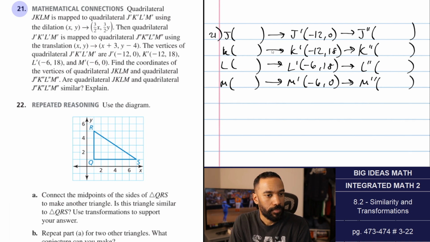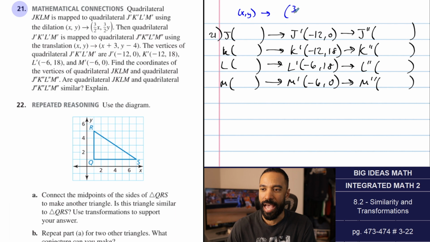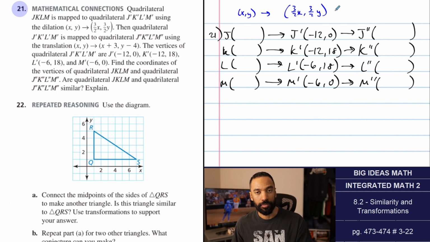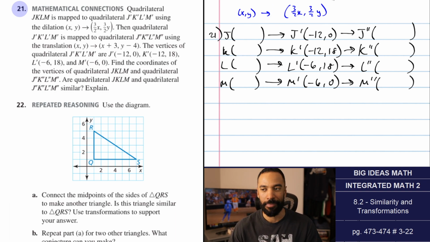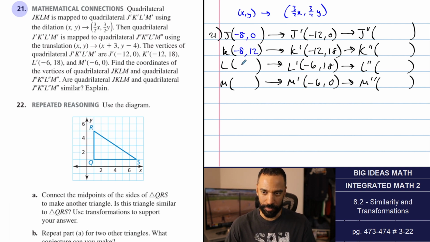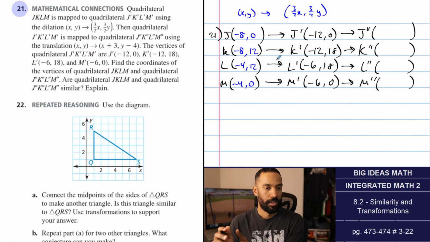So the first set goes from some XY to some 3/2 X, 3/2 Y. So to go backwards, that means we got to go 2/3 reciprocal, right? We're multiplying by 1.5 here. We divide by 1.5 here. So 2/3 of those things, let's write those ones out. This would be -8, 0, and -8, 12, and negative 4, 12, and negative 4, 0. Those are the original points.